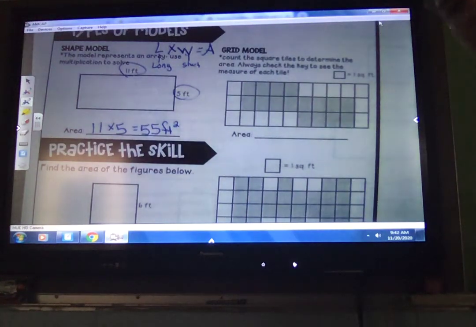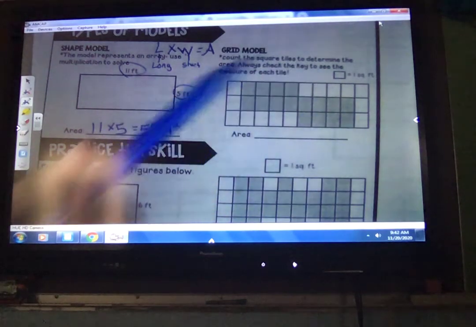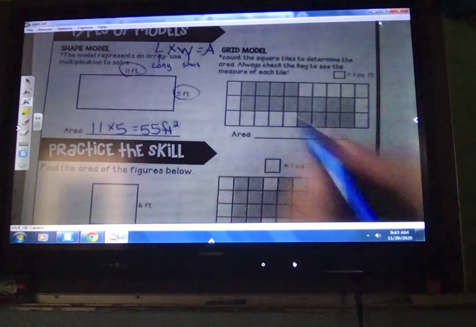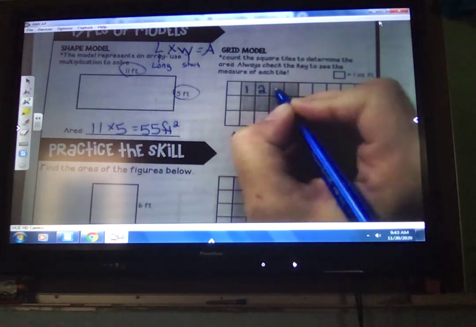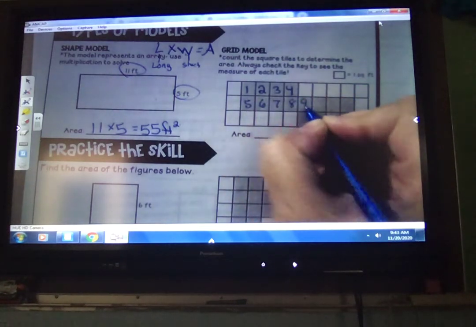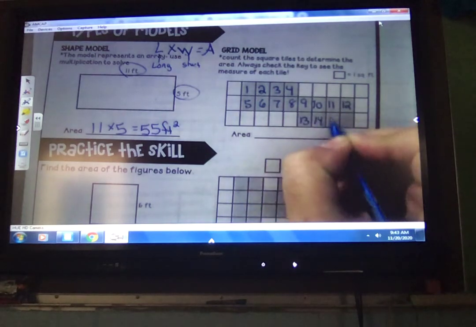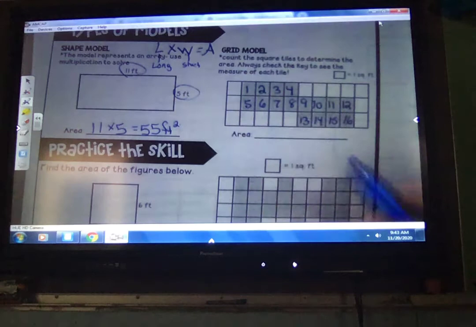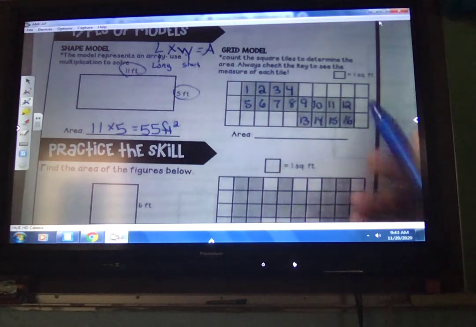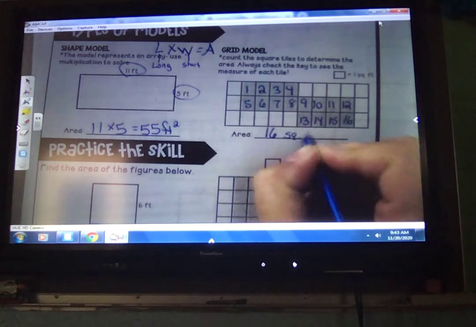Okay? On a grid model, you're actually just going to have to count those square pieces. So remember, on perimeter, we had to walk around and we were counting the lines. On area, we're filling in the shape. So we're going to just count the inside. 2, 3, 4 squares. 5, 6, 7, 8, 9, 10, 11, 12 squares. 13, 14, 15, 16 squares to fill in this shape. So my area is 16 square feet.